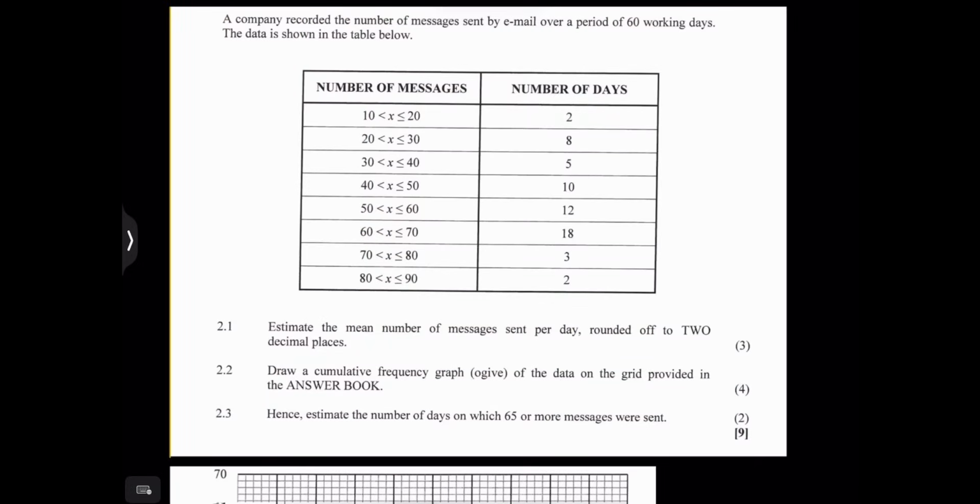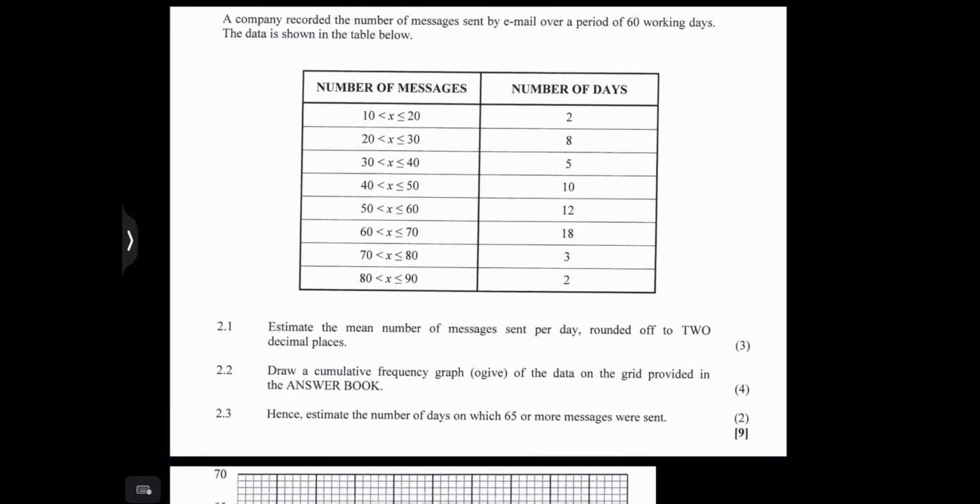All right, now let's start with our second example. They say a company recorded the number of messages sent by email over a period of 60 working days. The data is shown in the table below. Between 10 and 20 messages were received in 2 days, and so on and so forth. The first thing they want us to do is to estimate the mean number of messages sent per day, rounded off to 2 decimal places.